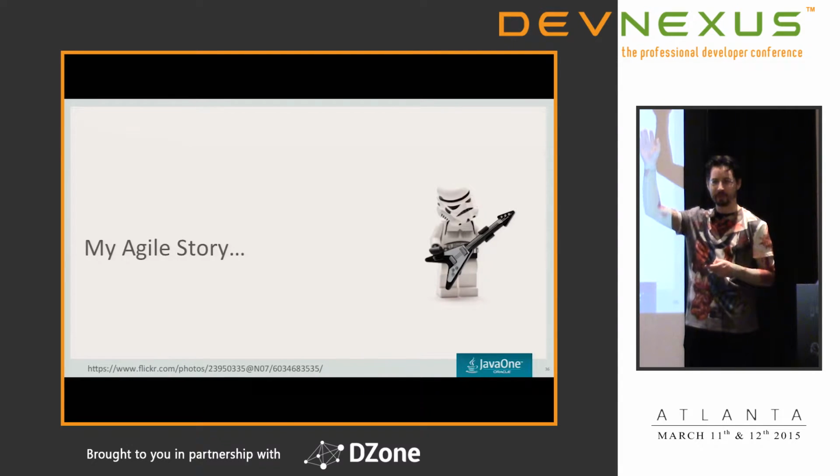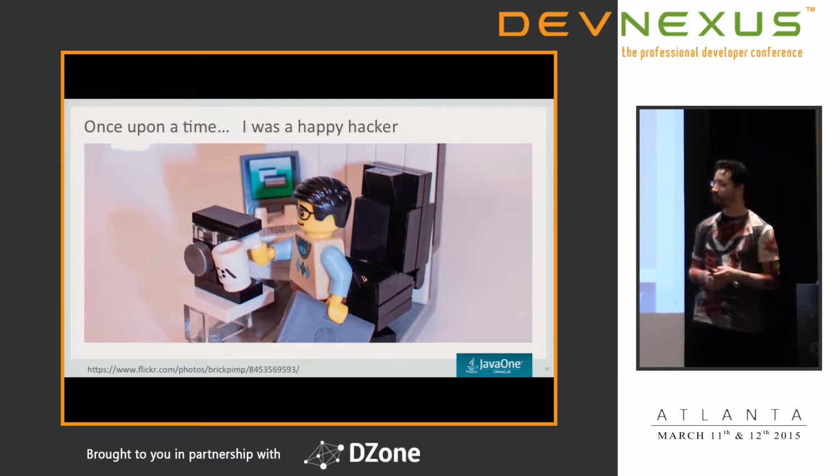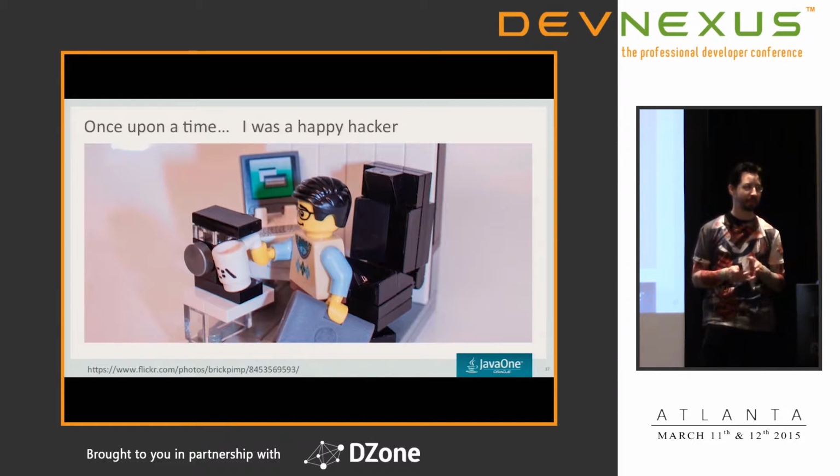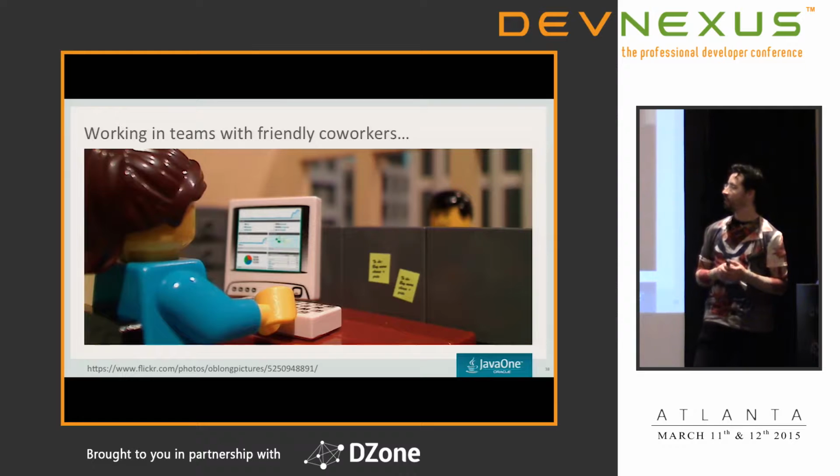How many folks are doing some sort of Agile methodology at their companies today? OK, so quite a few guys. So I used to just be a happy coder, doing my thing, oblivious to the world, just wanted to get my coffee. And I worked in teams where I always had pretty good coworkers and smart people to work with and got along quite well with my colleagues.